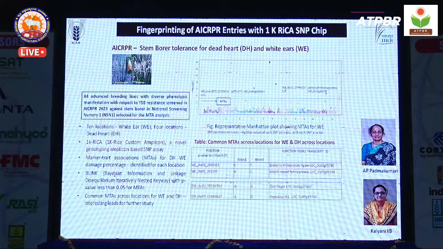Every year, we fingerprint around 1,200 to 1,500 entries using the 1K RICE SNP platform. It has got representation of around 1,084 SNP markers. One lucky thing we got out of it is that I requested Padma Kumari madam to analyze the data with regard to stem borer tolerance, because we have a stem borer screening nursery carried out every year wherein all these 1,300 lines are subjected to screening.